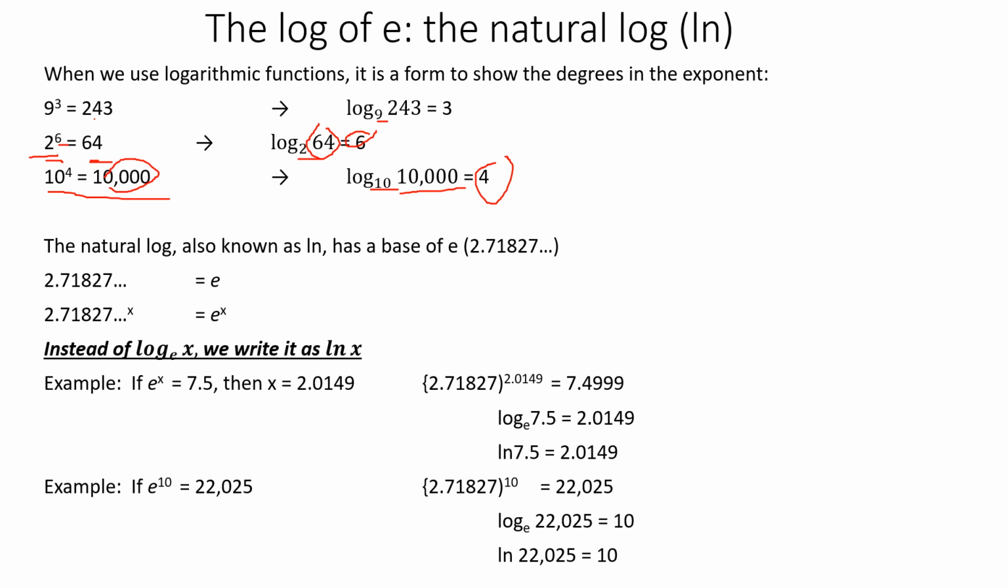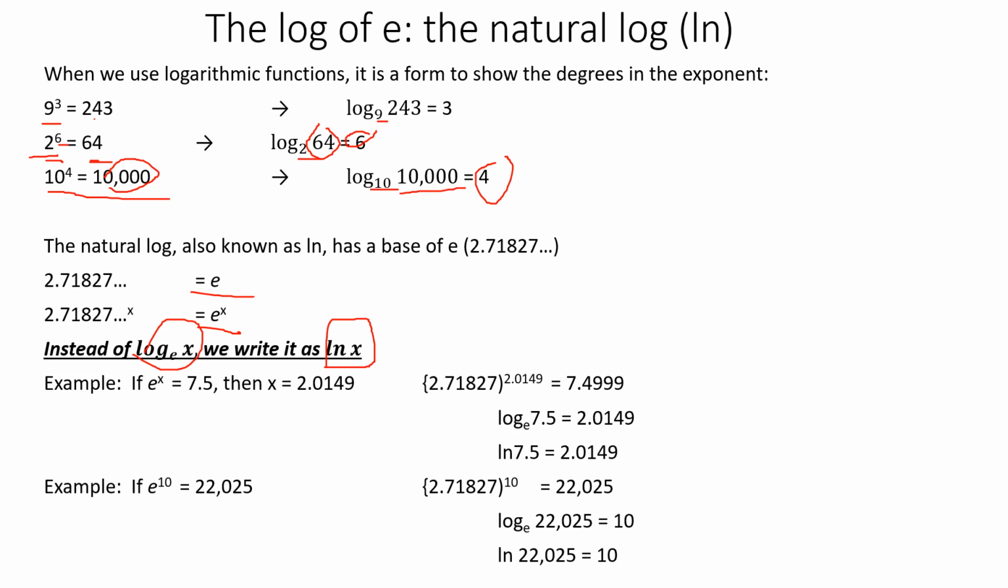Now, as I said in the previous couple of slides, 2.71827, it never ends, it gets closer and closer, is E. If I have 2.71827, so on and so forth, to the X, that's E to the X. Just like 9 to the 3, this is E to the X. But we don't write it that way. If we have to do a logarithmic function, log base E of X, we write it as ln X, and that stands for logarithme naturel, which is French for natural log.